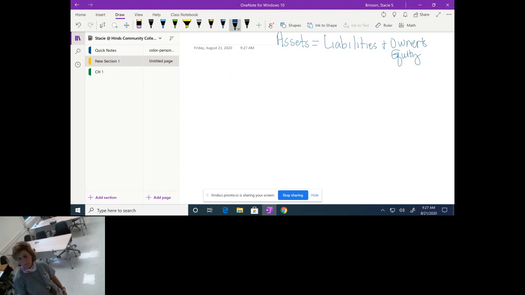Okay, so assets. You have cash and accounts receivable, supplies, all those things. Liabilities, we have accounts payable, notes payable, that kind of thing. Owner's equity. Owner's equity is, you'll have the owner's name, capital. So it's like John Doe Capital.